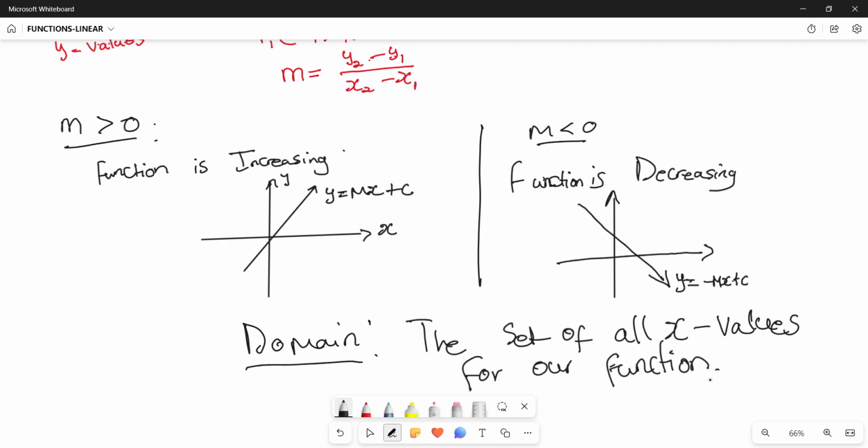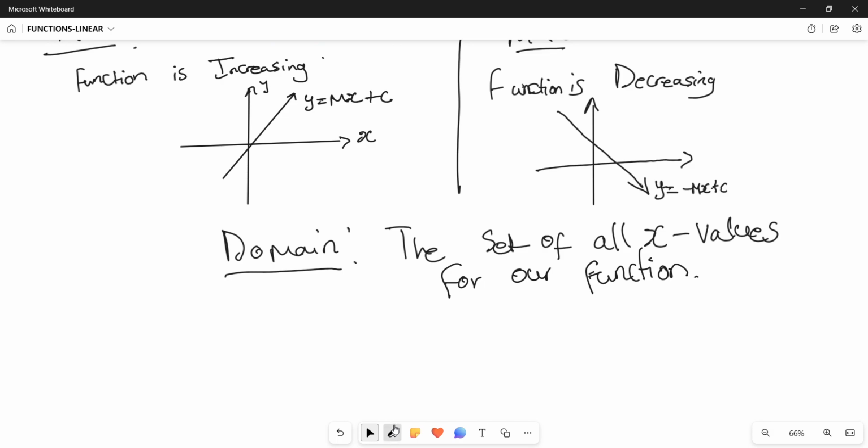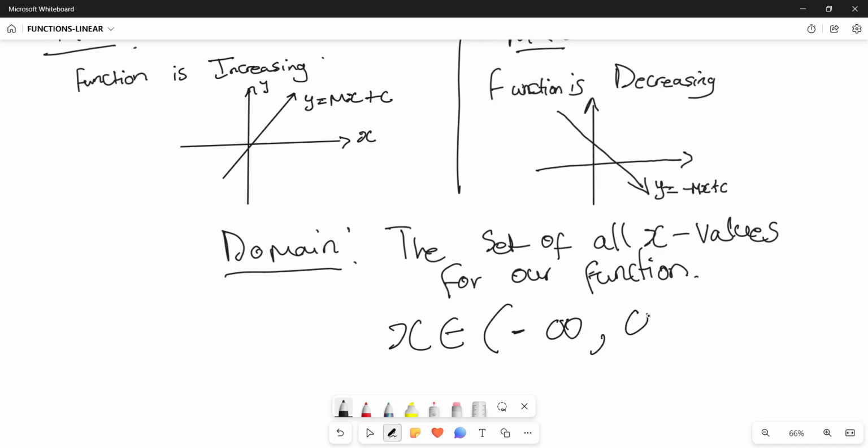For a linear function, the domain will be what? x will be an element of the real numbers, because our linear function is defined everywhere on our axes. That means our domain will be x from negative infinity to positive infinity. The same applies for y. So this will be our range.